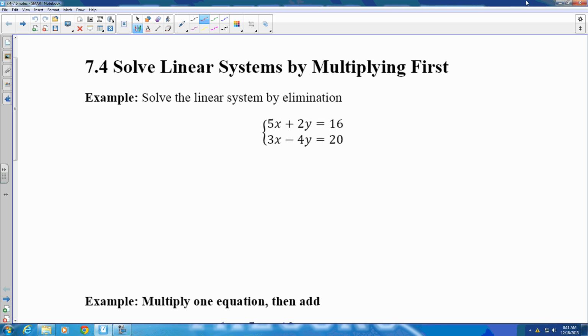So we still want to end up canceling one of the variables. So what you're going to look for is one of the variables that have opposite signs. That's the first thing you're looking for. So right now that's our y terms.